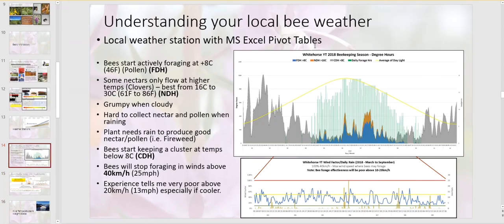Using the same weather data, I developed some forage intensity indicators. So temperatures over 8 degrees C is this blue area. So this is where the bees could be foraging for pollen. 16 C and above, that's where most likely foraging for nectar would occur. These green bars are acceptable daily forage hours, so it gives me an idea of how many forage hours per day, per week, per month for the season at various times versus the weather. And like I mentioned before, the cluster degree hours, CDH. Down here is just similar, looking at and comparing wind data and rain data.